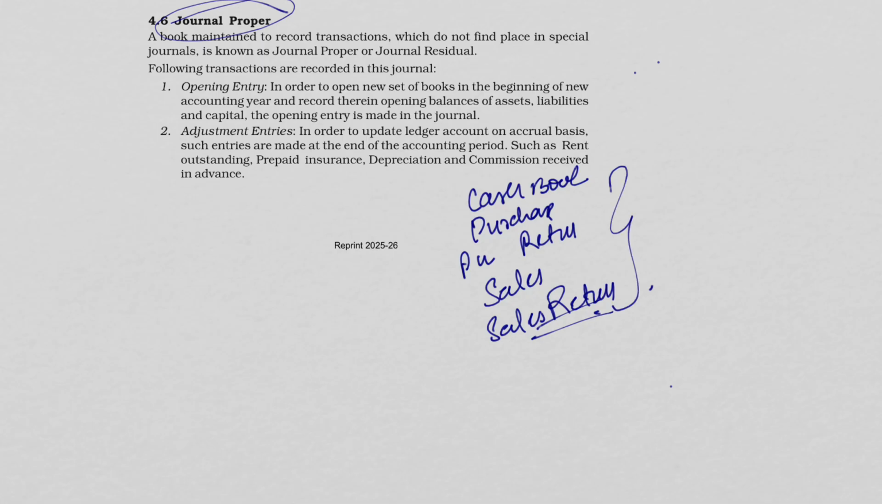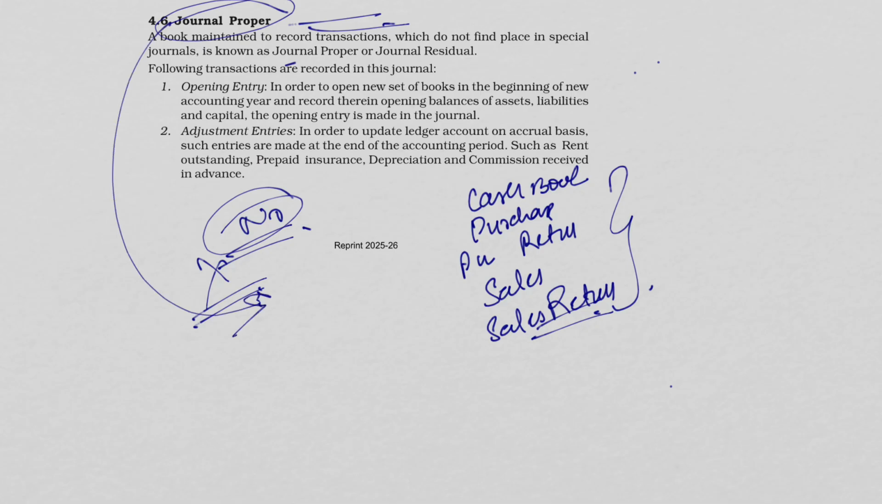But now, think logically: is it possible that every transaction in business can fit into these books? The answer is no. There are certain transactions which do not belong to any of the subsidiary books, and such transactions are recorded in journal proper. So journal proper is basically the residual book of original entry. It is called a residual book because it records all those transactions which cannot be recorded in any other special book. So, in simple words, whenever a transaction does not fit anywhere else, it comes in journal proper.